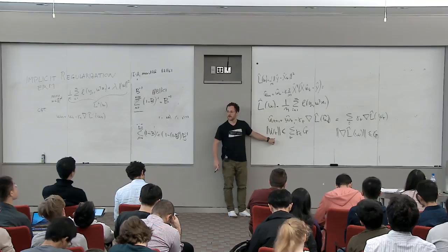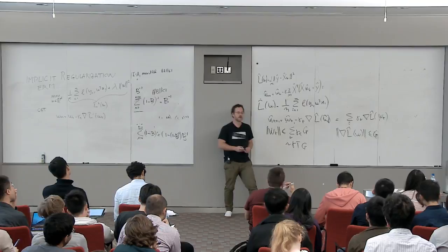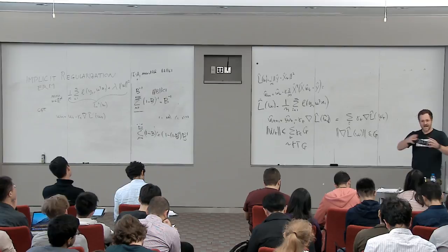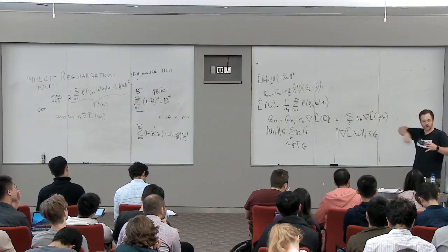Okay? Now, for sake of simplicity, assume for a minute that you choose the step size to be constant. Then this is roughly gamma T G, which means that this shows that for any loss function, the iterates are going to live in a ball. And the size of the ball increases with the number of steps you take. The more steps you take, the more the solution can go far away.